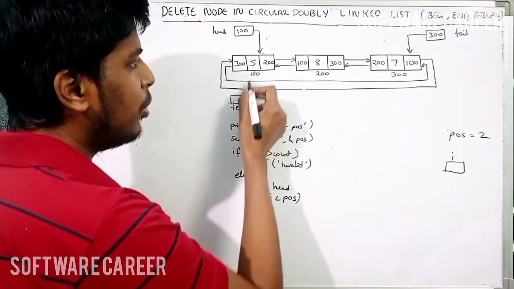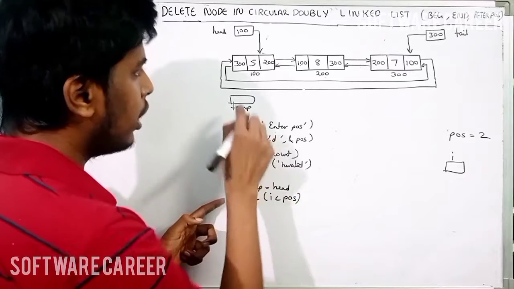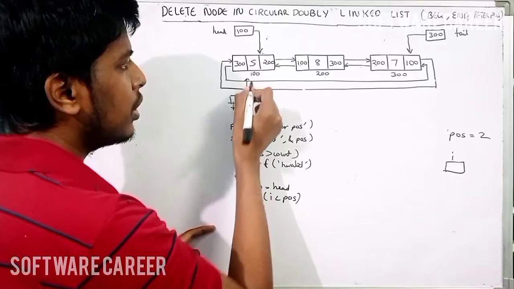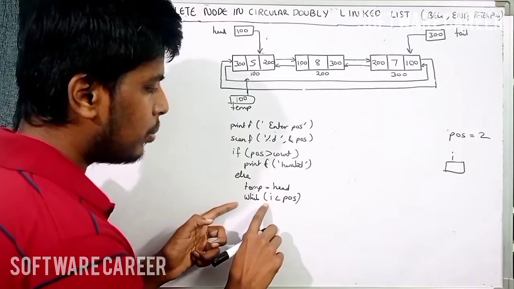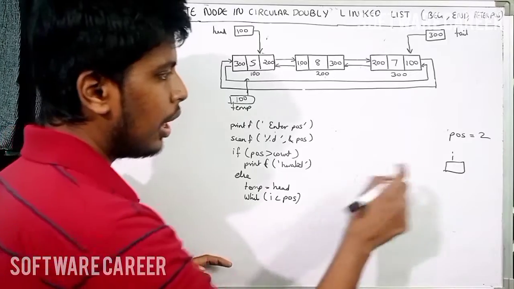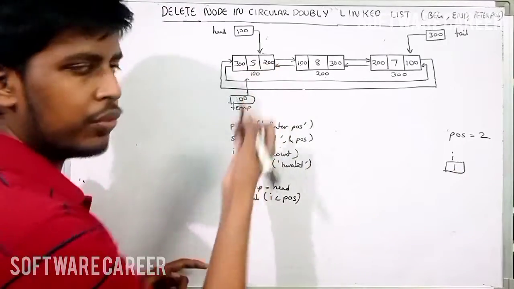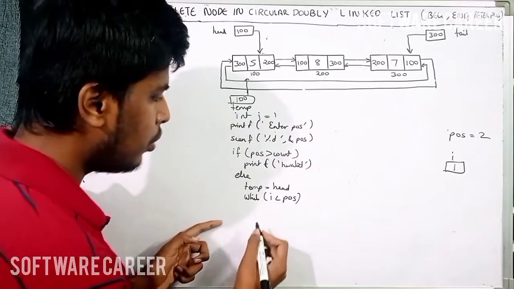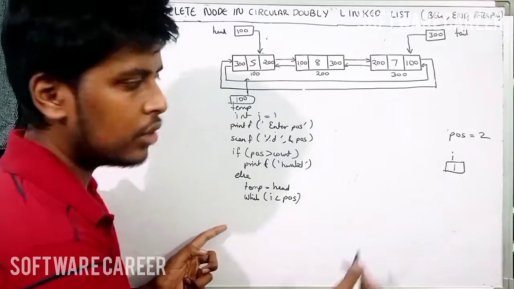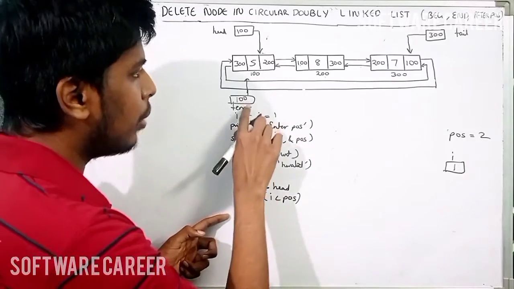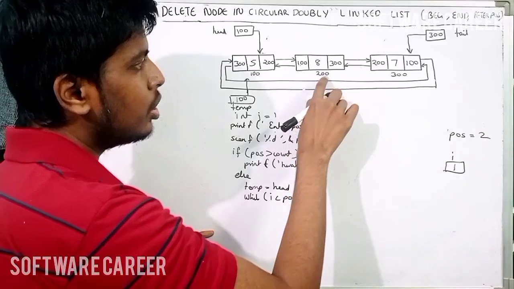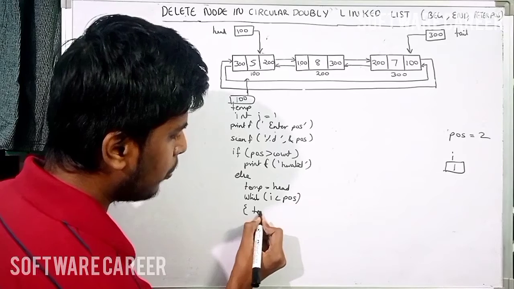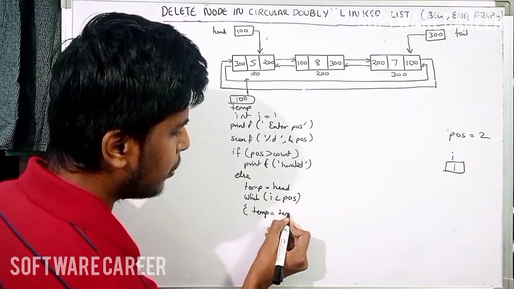Now see, at the start temp will point to the first node. So temp equals head. Head is 100, so I am putting 100 in temp, and temp is pointing to the first node. Now I am checking the condition while i less than position. i is 1 because temp is pointing to the first node, so I am declaring int i equals 1. Now 1 is less than position because 1 is less than 2. Now you should move the temp pointer one step forward. The address of the next node is 200, so I should store 200 here. So I am writing temp equals temp next.